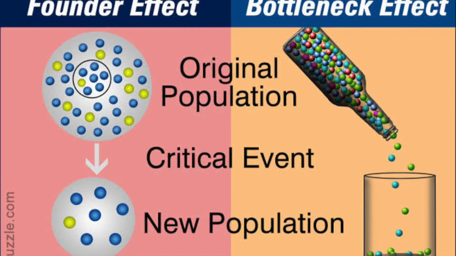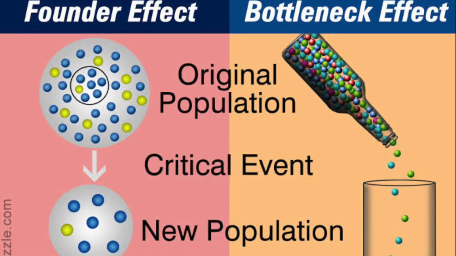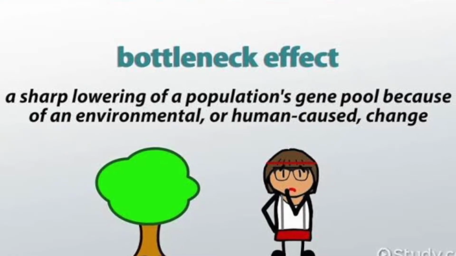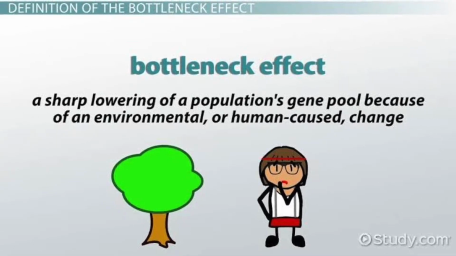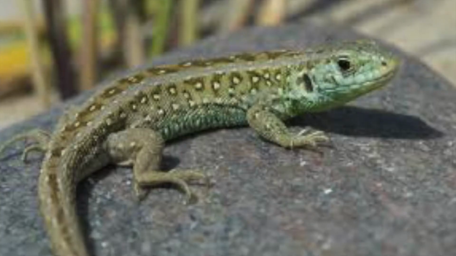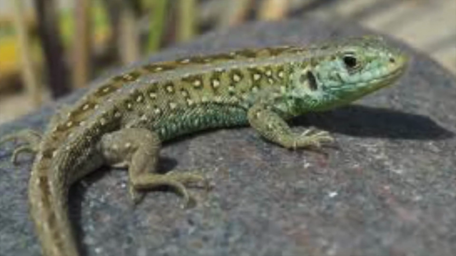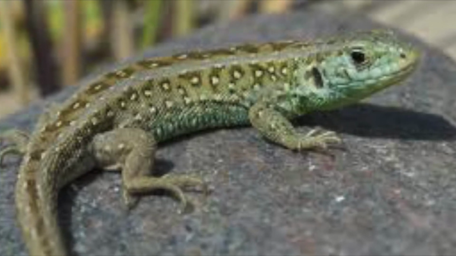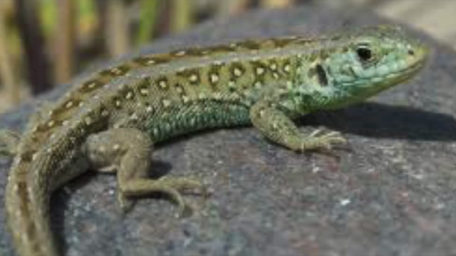The fourth mechanism is genetic drift. There are two main types of genetic drift. The first type is called the founder effect, and the second type is called the bottleneck effect. The definition of a bottleneck effect is a sharp lowering of a population's gene pool because of an environmental or human-caused change. An example is if for any reason all the green lizards of a population get eliminated. This will mean that in the next generation this color will no longer exist, and all the other colors will remain except for this one due to the genetic drift.